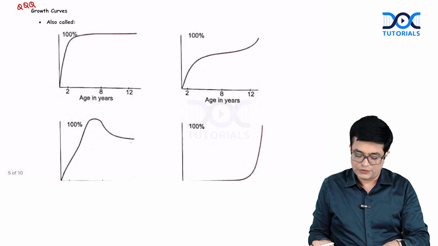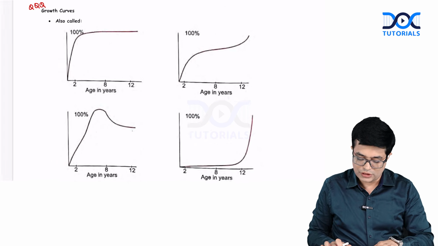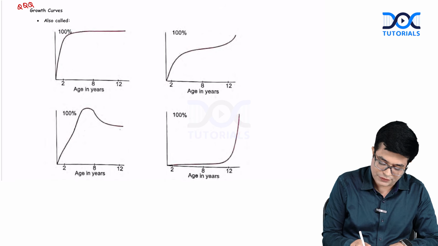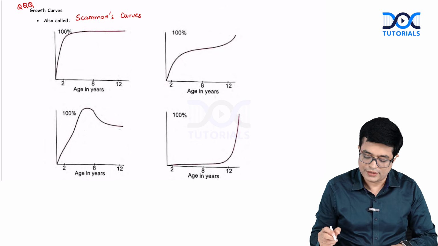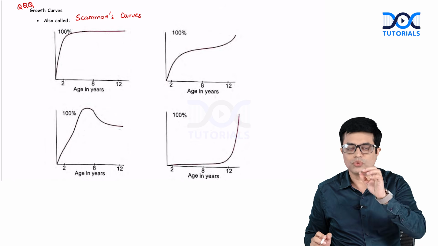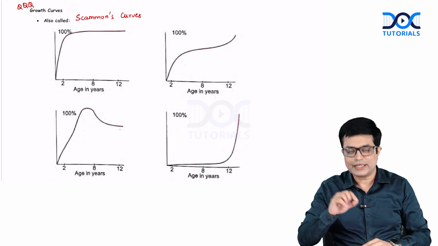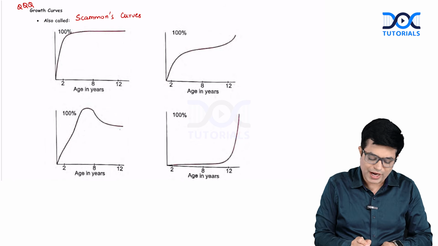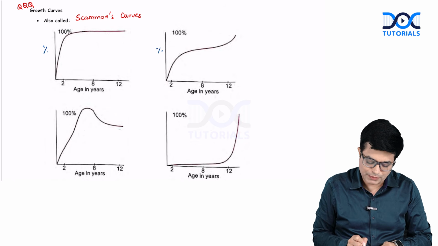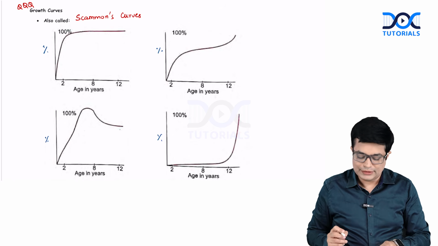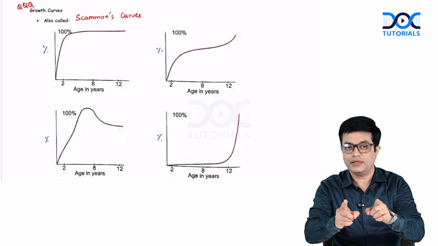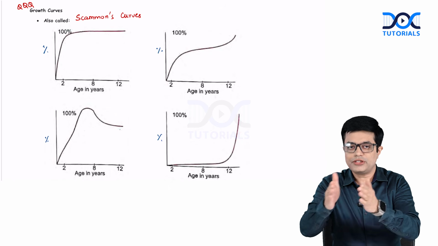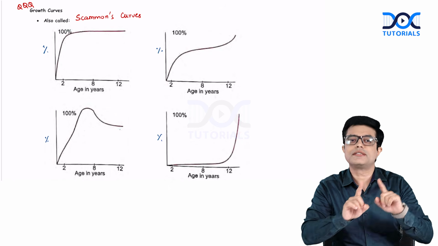Now, what are growth curves? Growth curves are also called as Scammon's curves. They were given by a person known as Scammon, so they are also known as Scammon's curves. Scammon did research and he made 4 types of growth curves. On each growth curve, on the x-axis there is age, on the y-axis there is percentage which is mentioned. And he said that 4 tissues grow in a very unique manner in every healthy child. If there is a deviation from that growth pattern, it indicates disease in the child.